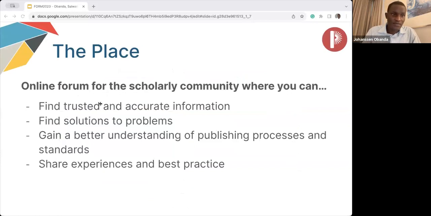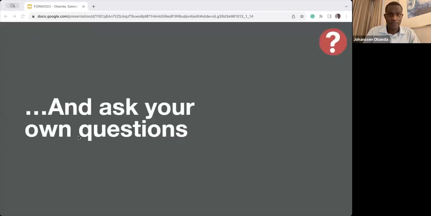At PLACE, you will be able to find trusted and accurate information. You will also be able to find solutions to problems and gain a better understanding of publishing processes and standards, share experiences and best practices, and ask questions of your own.